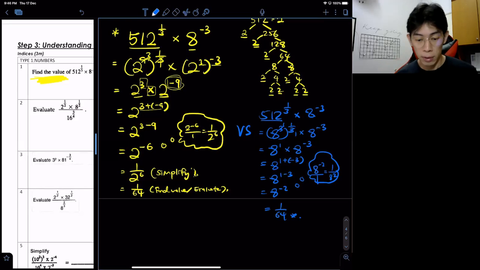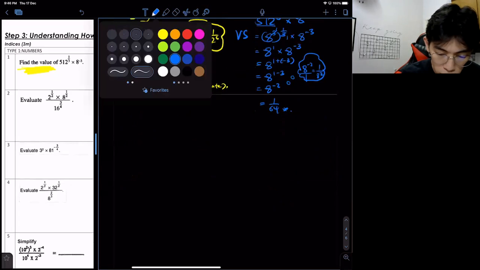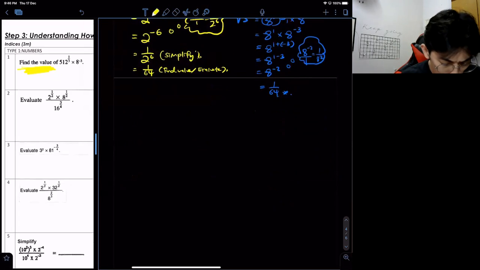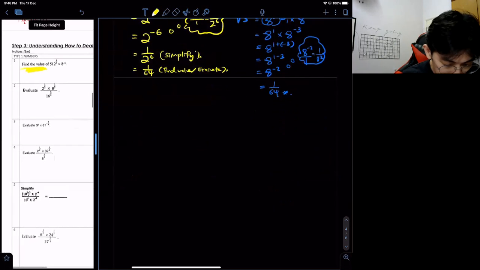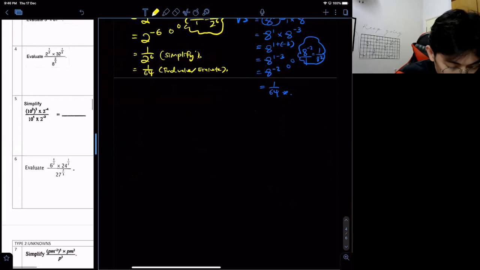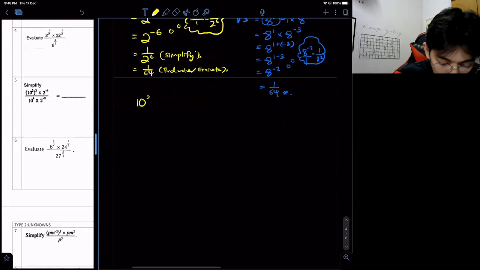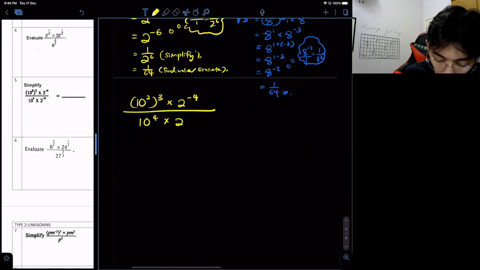Okay, so the next question I'm going to do with you is question number 5. I'm going to write it over here: 10 power 3 times 2 power negative 4, all power negative 4, over 10 power 4 times 2 power negative 2.